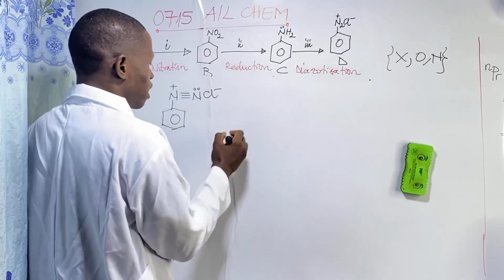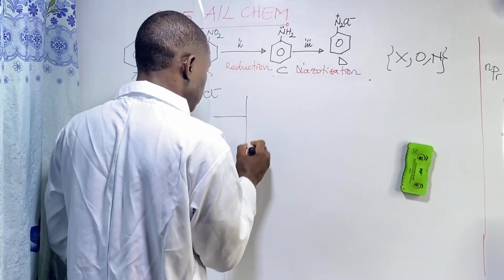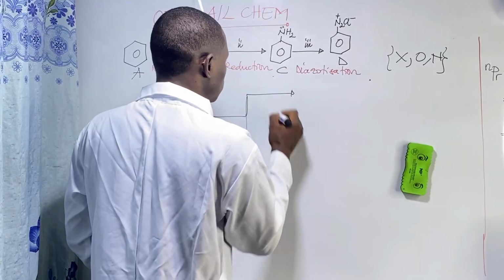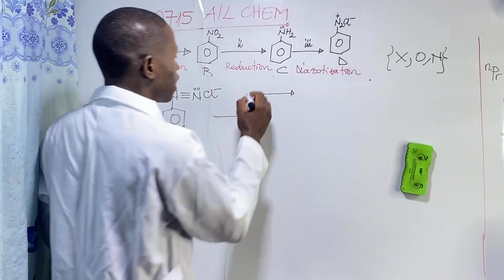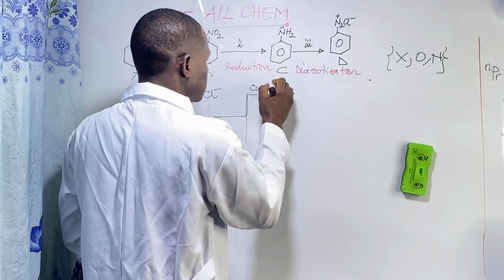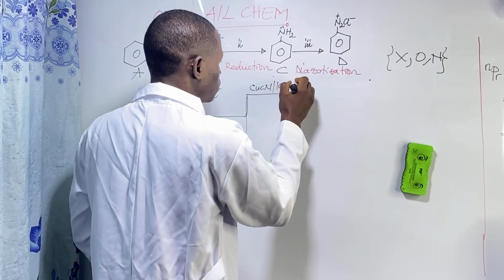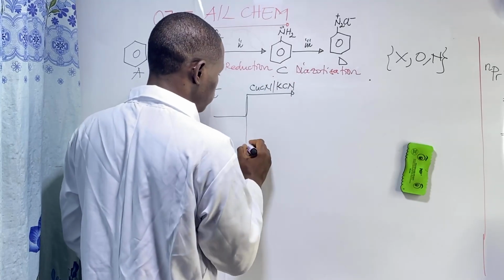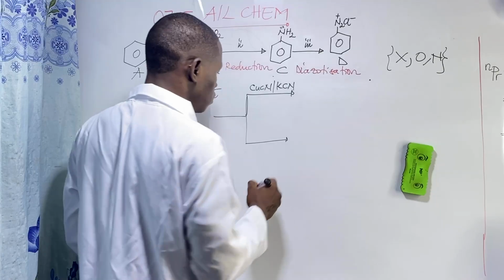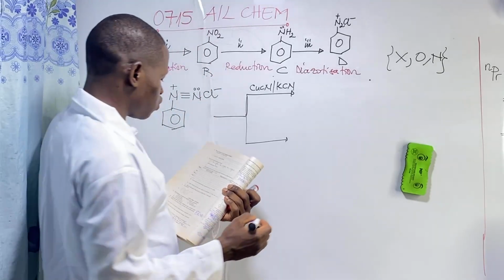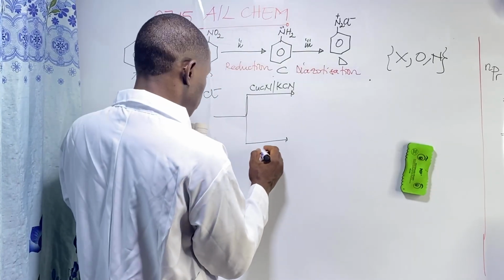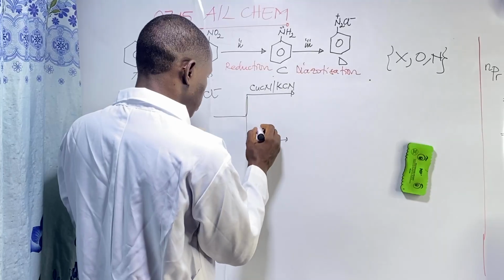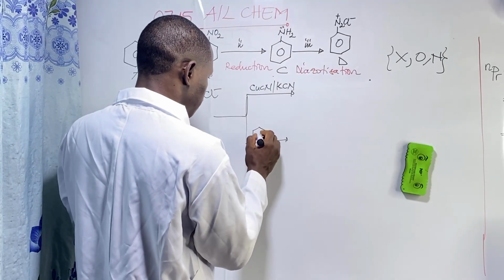So if I put my chloride ion, we are asked to write the product of the reaction when benzene diazonium chloride reacts with what? Copper cyanide and potassium cyanide at room temperature. And also the product when it reacts with naphthol, right? When it reacts with naphthol, this is naphthol.